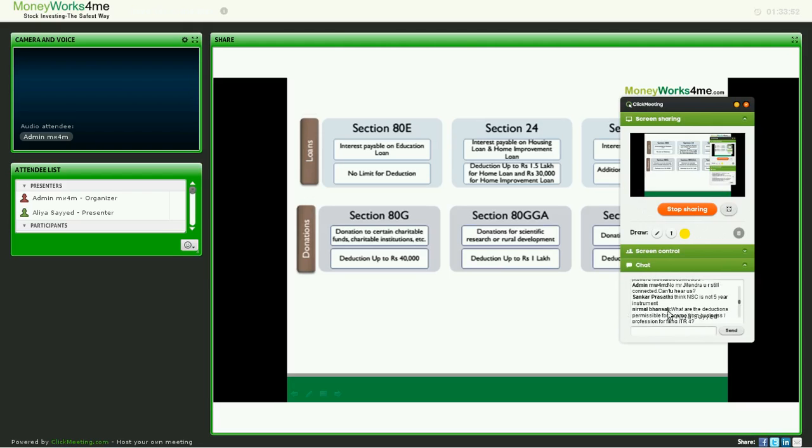Sagar Prasad says that he thinks NSC is not a 5 year instrument. Well, NSC was earlier a 6 year instrument, but from 2013, they have reduced the slab to 5 year and 10 years. So you do have an NSC option available for 5 years. So if you are interested in investing in that, you can take advantage.